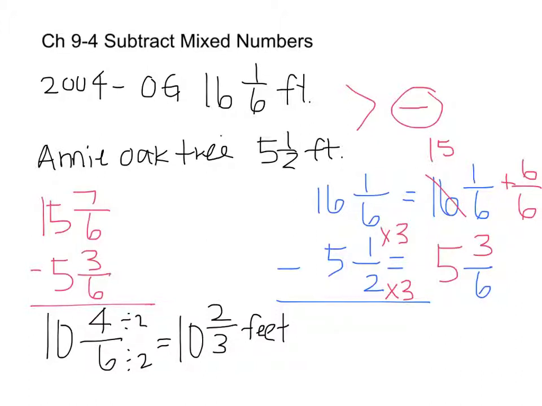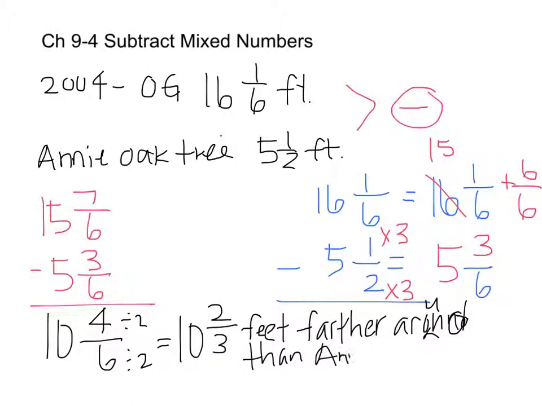If I'm hugging the tree and I'm looking at circumference, it is farther around. The diameter is greater, and we can say farther around, okay? Like you're putting your arms around the tree. So it's 10 and 2/3 feet farther around than Annie's tree.